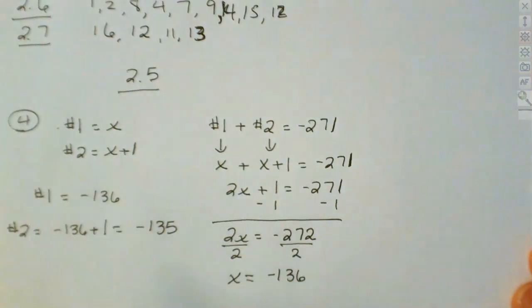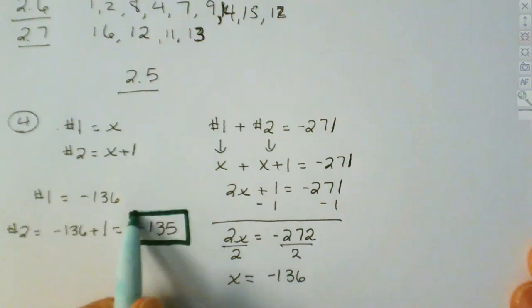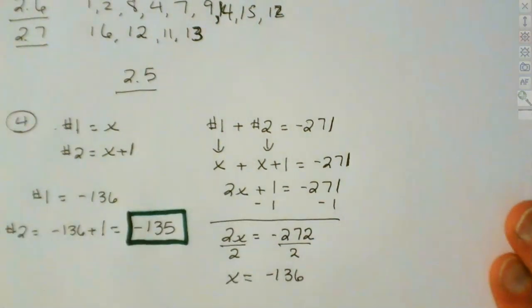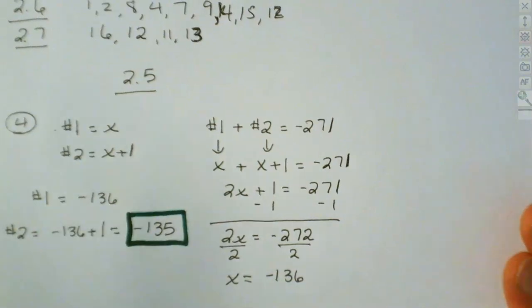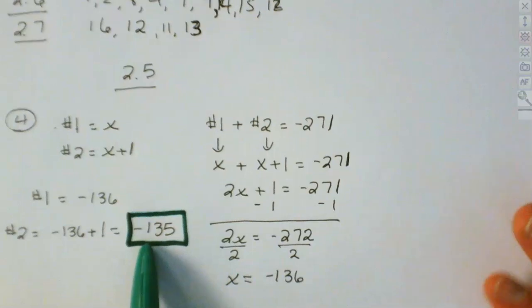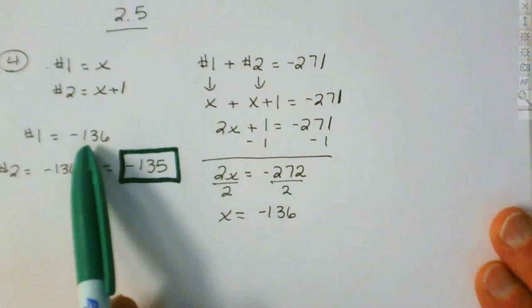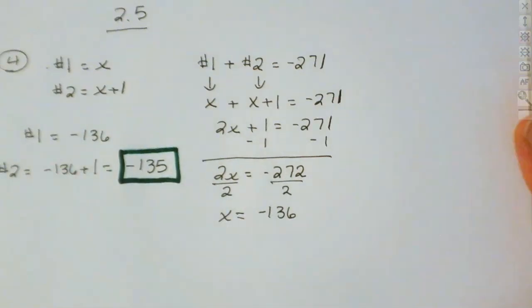Which one do we want? We want the larger number. So in this case, it's going to be what? The minus 135. Are we okay with how I did that and how I answered that question? Now, if you put both of them on the page, I'd be okay with that. If you just put both of them down, that's fine. If you just put the larger one down, that's fine too. But don't just put the minus 136. Either put them both down or just put down the larger one.